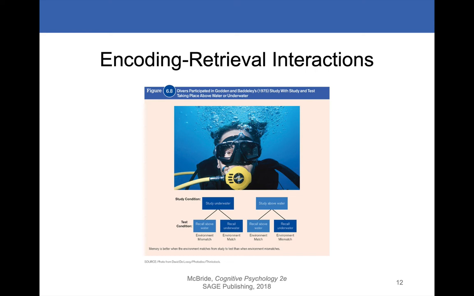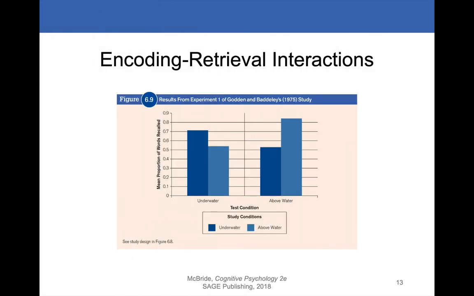So the environmental mismatch is if, for example, you studied underwater, but you did your recall test above water. And as you can guess, if you studied underwater, then your recall was much better if you were tested underwater. And similarly, if you studied above water, your recall was much better if you were tested above water, in the same type of environment that you did your studying in.